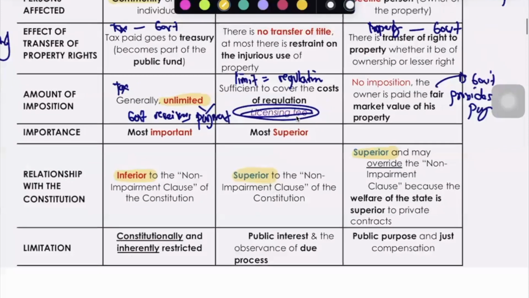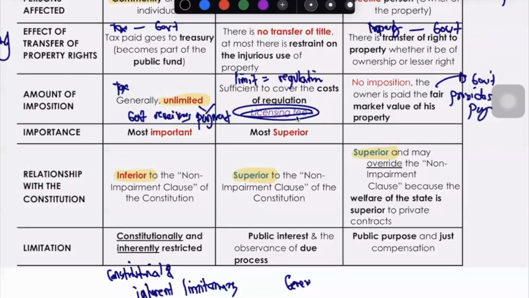As to the limitation, since taxation is inferior, it is constitutionally and inherently restricted. So there are constitutional and inherent limitations. While for police power, the main limitation is the general welfare. Therefore, we look into public interest. And as to eminent domain, the limitation is the public purpose.